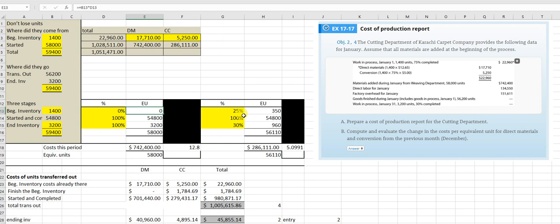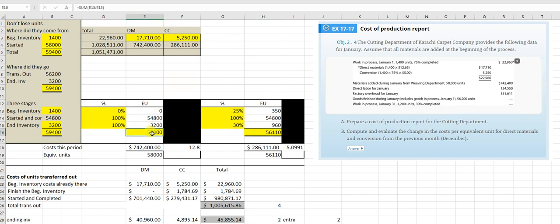54,800 times 100% times 100%, so I get my 54,800. My 3,200 times 100%, and my 3,200 times 30% is 960. So these are my equivalent units. I just simply add these up.